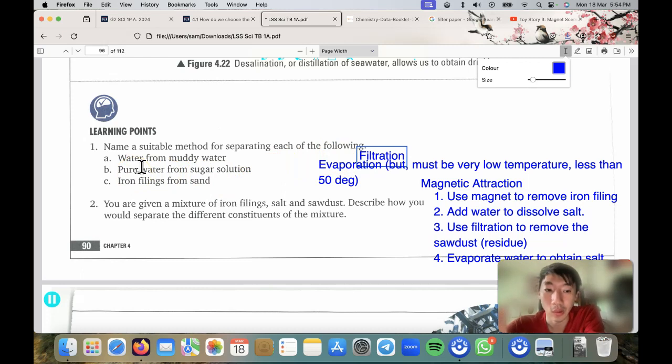Okay, like I told you just now, you can use evaporation, but you cannot overboil it, because if you overboil it, the sugar will melt and turn into caramel. So you actually have to do low temperature evaporation. You just let the water evaporate naturally under the sun, or you put it under very low heat, maybe 50 or 60 degrees, let the water evaporate very, very slowly, then you get the sugar crystals back, right? But you cannot overheat it. If you overheat above 100 degrees, then the sugar will melt and turn into caramel. Okay, iron filings and sand, obviously we know, the easiest way is to use magnetic attraction.